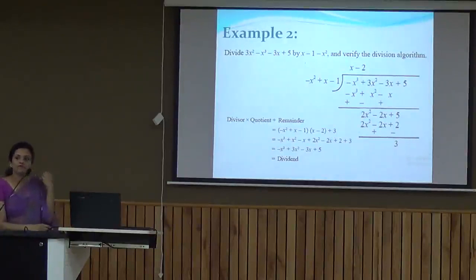Now, when we have to verify the division algorithm, it takes divisor into quotient plus remainder. What is the divisor? (−x² + x − 1) into the quotient (x − 2). So that is one term. We'll have to multiply that first and to the answer add 3. That will give you the final answer as the dividend. Please do not get confused as (x − 2) + 3. No. We'll have to use BODMAS rules here.